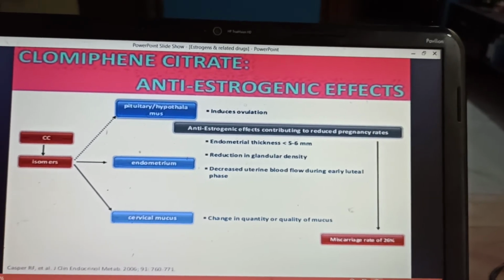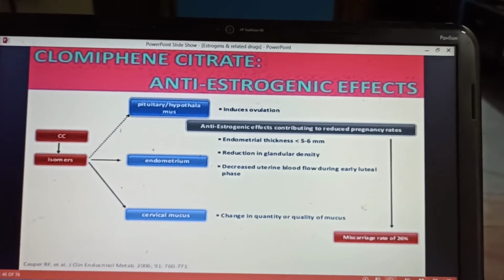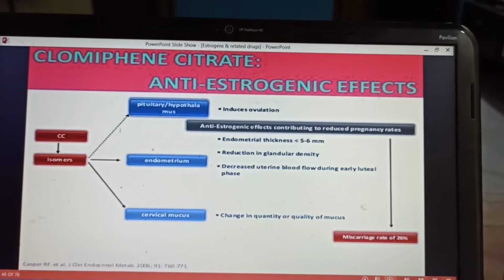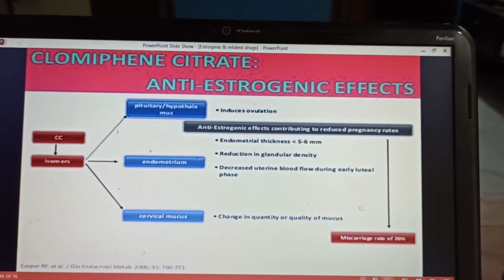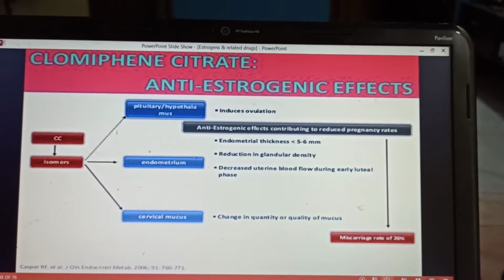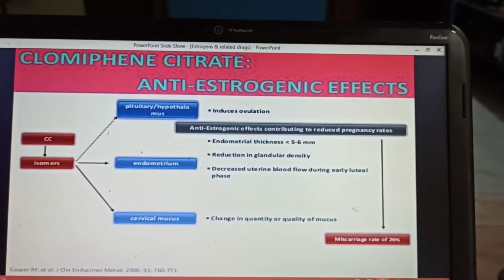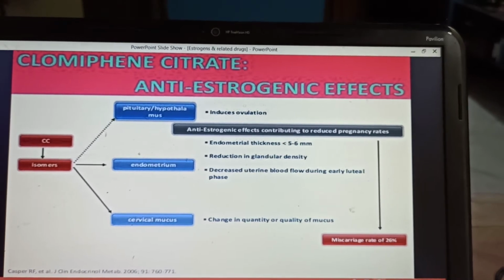So here you can see that anti-estrogenic effects of clomiphene citrate are seen. Clomiphene citrate blocks the estrogenic receptors on the hypothalamus, pituitary, endometrium and cervical mucus. When it blocks them on the hypothalamus and pituitary, there is ovulation. Now because of the generalized anti-estrogenic effect, it will contribute to reduced pregnancy rates.